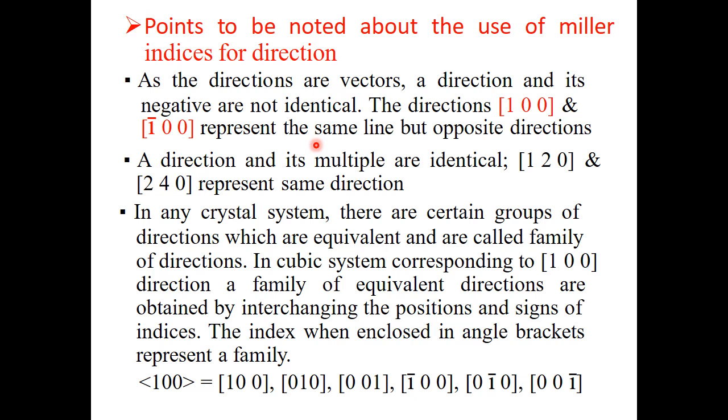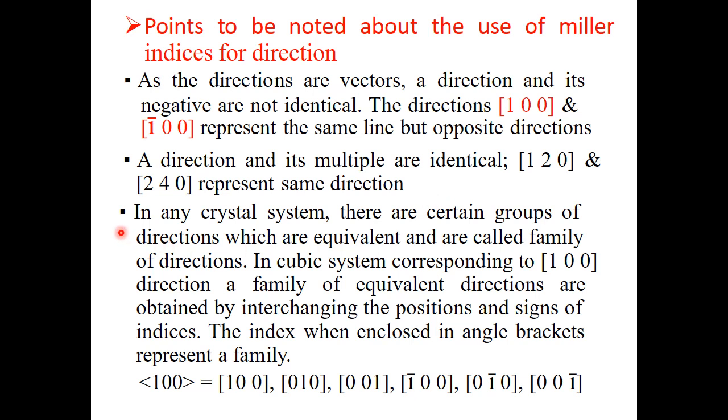So here also, the direction 1, 0, 0 and direction 1 bar 0, 0, even though they represent the same line, the directions are different. They are opposite to each other. Second point, a direction and its multiple are identical. They represent the same direction. For example, direction 120 and direction 240. So here the direction 240 is a multiple of direction 120, so that's why they represent the same direction.